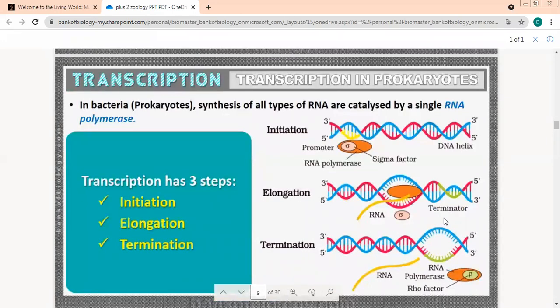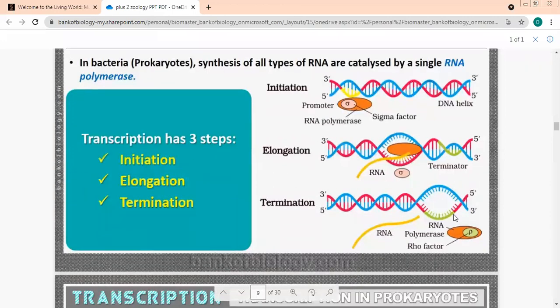In prokaryotes, synthesis of all types of RNA is catalyzed by a single RNA polymerase. Whether it is mRNA or rRNA or tRNA, any RNA, if the synthesis is to be done, one single enzyme is enough, and that is RNA polymerase. We don't need another enzyme in prokaryotes.